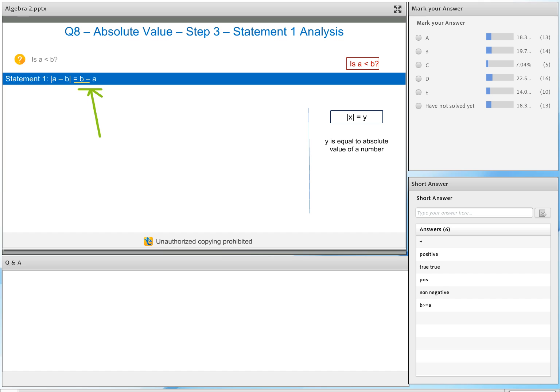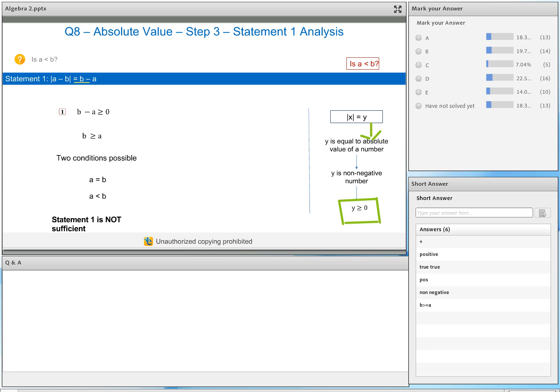Okay, so essentially what we are saying is if mod of x is equal to y, then y is equal to the absolute value of a number, and the absolute value of a number is always greater than or equal to 0, which means that y is greater than or equal to 0. Okay, so that's what we are saying over here, that B minus A is greater than or equal to 0, which means that B is greater than or equal to A, which means B is either greater than A or B is equal to A. So we don't know if statement 1 is sufficient. Okay.